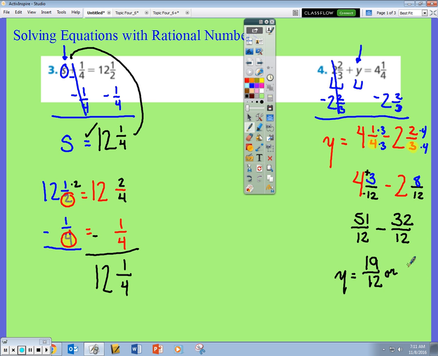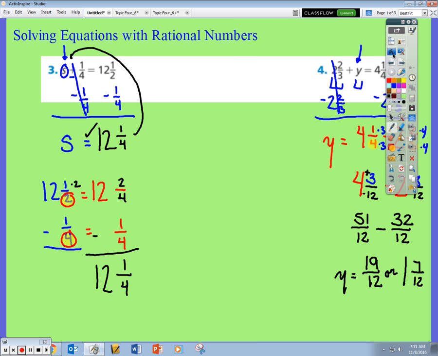We could rename it to one whole group of 12, and we have 7 left over out of another group of 12. So we could have y equals 19 twelfths or 1 and 7 twelfths. All right, let's take a look at some other examples.